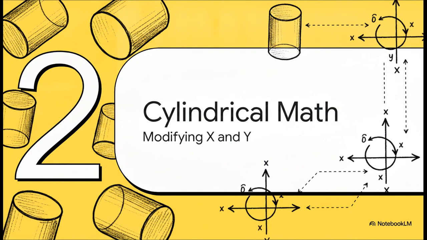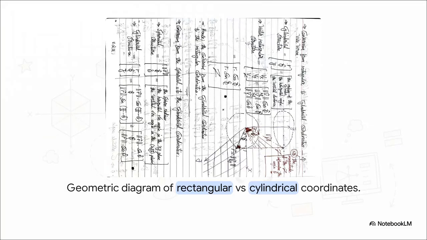Moving on to section 2, cylindrical coordinate math. This is where we start modifying x and y. These hand-drawn diagrams brilliantly illustrate the core concept. Notice how the cylindrical approach fundamentally modifies our standard x and y plane. So instead of just plotting an x-coordinate and a y-coordinate on a flat grid, we project a radius outward, that's our r, and we sweep it across the horizontal plane by our azimuth angle phi. Meanwhile, the vertical distance z remains perfectly straight, exactly like it acts in standard rectangular coordinates.